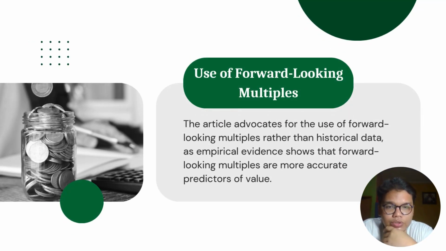The second is the use of forward-looking multiples. The article advocates for the use of forward-looking multiples rather than historical data, as empirical evidence shows that forward-looking multiples are more accurate predictors of value, because forward-looking multiples are very useful for forward-looking financial projection. So based on that, forward-looking multiples are more accurate predictors of value than historical data.